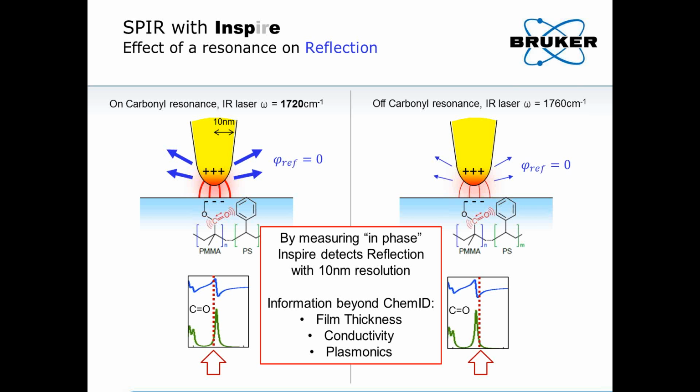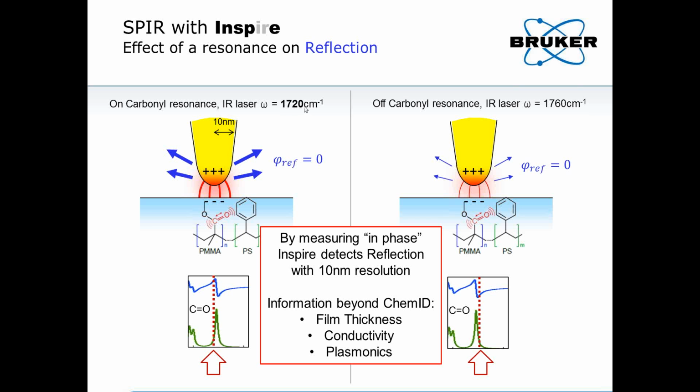Next, it's also possible to look at the reflection channel. The reflection channel behaves slightly differently, as we can see in this calculated spectrum on the bottom. The reflection channel goes up to the left of the infrared resonance that you're looking at, and then it goes down to the right of it.